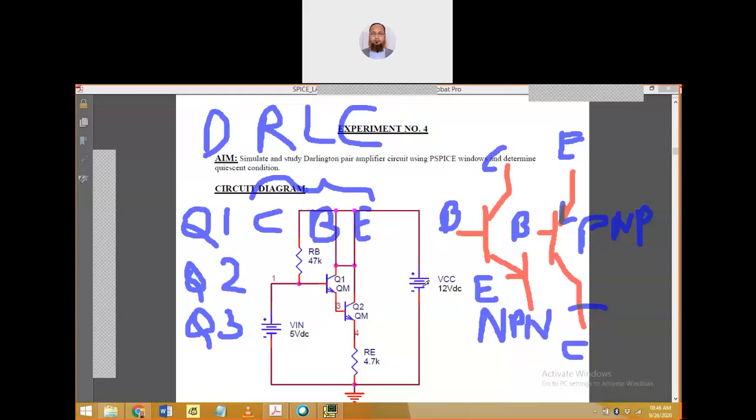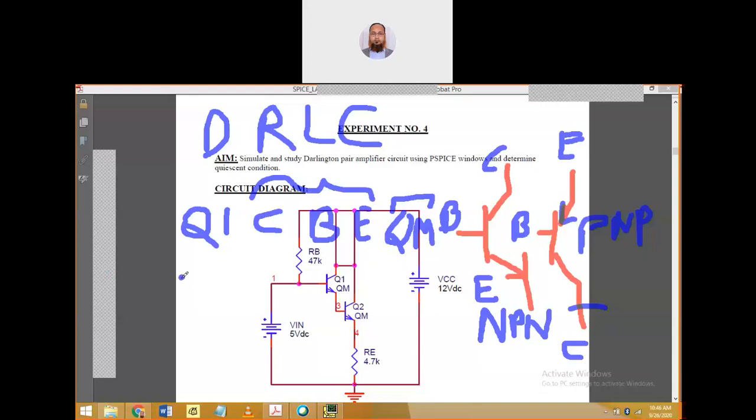After this we always give a model name, as we have already talked about models. Here it is given QM. Let's say we give it the name QN. You can give some other name also. This name is arbitrary. You can give a number or a name, whatever you want. So we have defined the BJT as Q, CBE, then the name of the model. Then we call the model as usual.